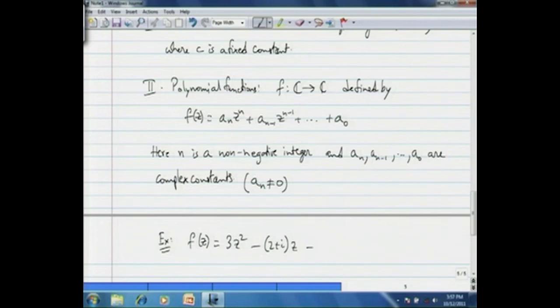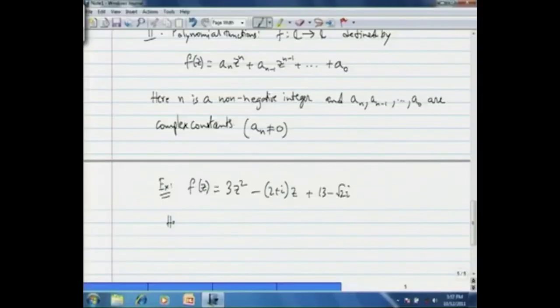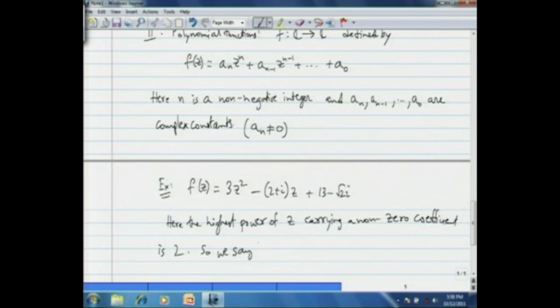So, an example of a polynomial function is as follows: f of z given by 3 z squared minus (2 plus i) times z plus 13 minus root 2 i. So, this is an example of a polynomial. Here the highest power of z carrying a non-zero coefficient is 2. So, we say that f is a second degree polynomial.